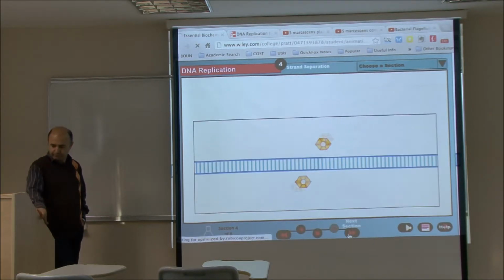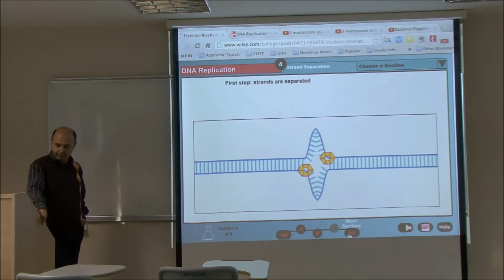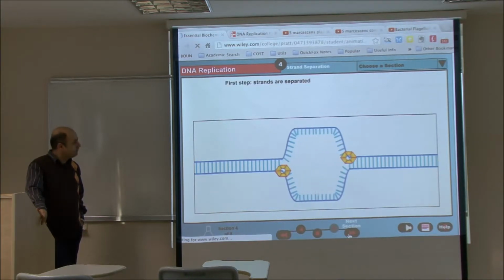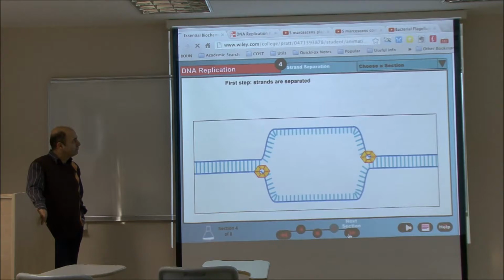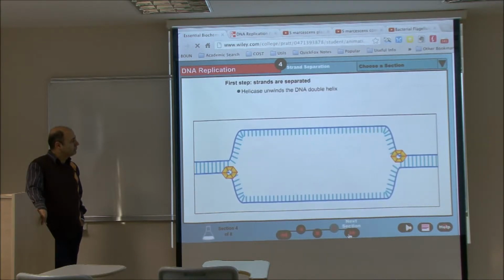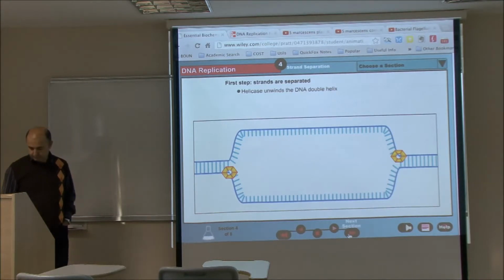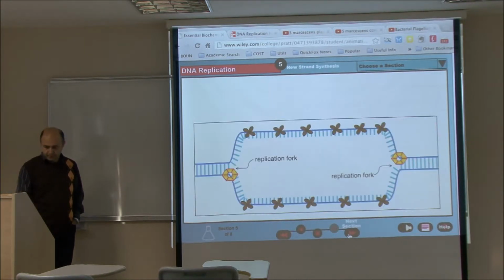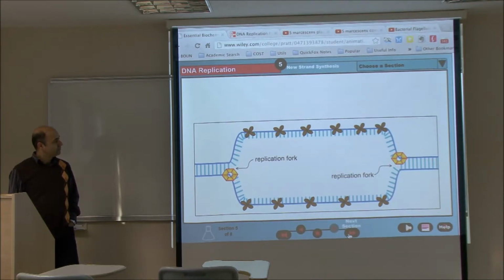Let's look at the steps of DNA replication in more detail. To begin the process of DNA replication, the 2 double helix strands are unwound and separated from each other by the helicase enzyme. Now that they are separated, the 2 single DNA strands can act as templates for the production of 2 new complementary DNA strands.